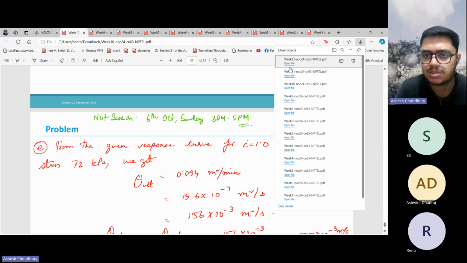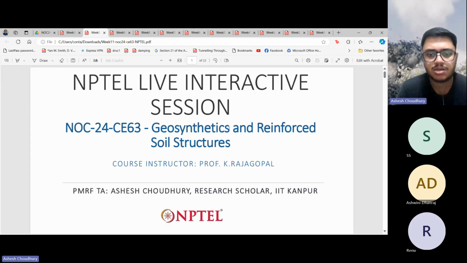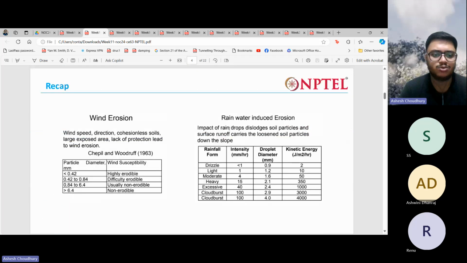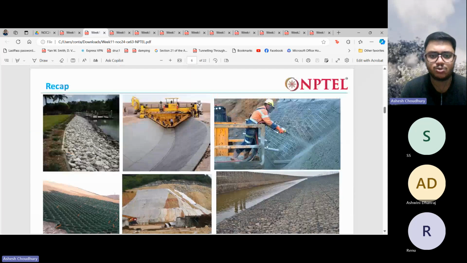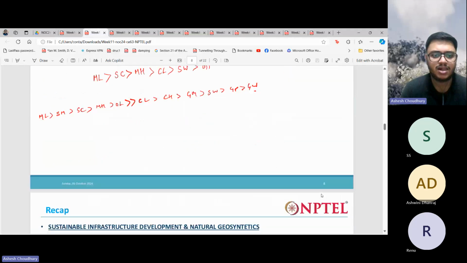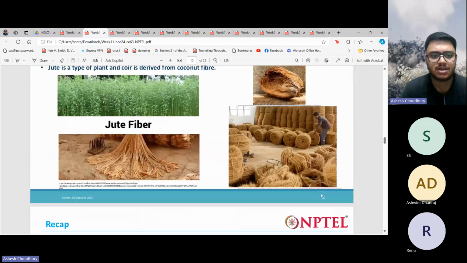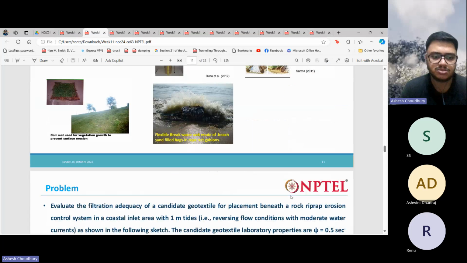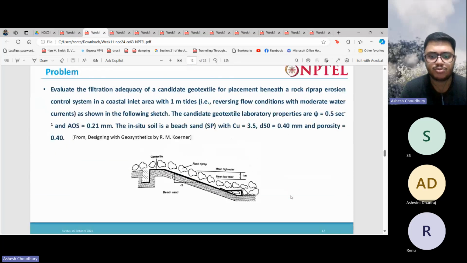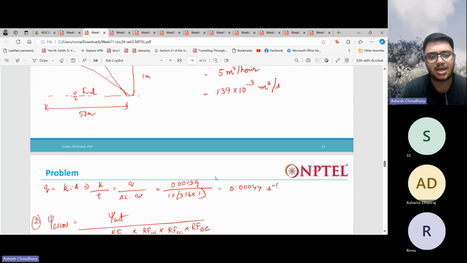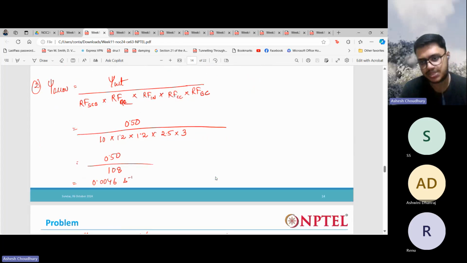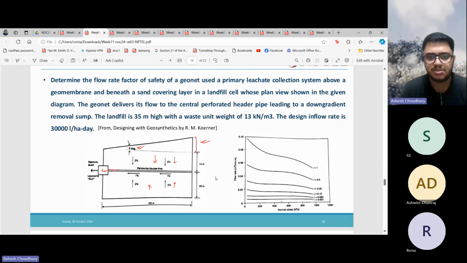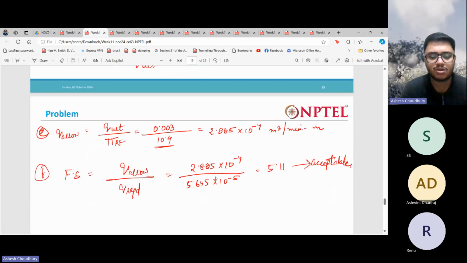So let us go to the next one. In 11th, same, nothing much. We discussed the erosion stuff, what are the various erosion control techniques that we have. Then we discussed sustainability, sustainable geosynthetics, and we solved some problems regarding erosion control structures. These are also related to filtration and drainage only, mostly filtration. Similar problems we solved, so please go through these problems.